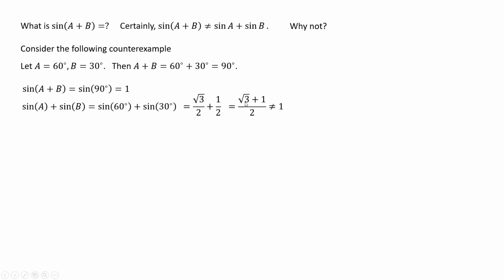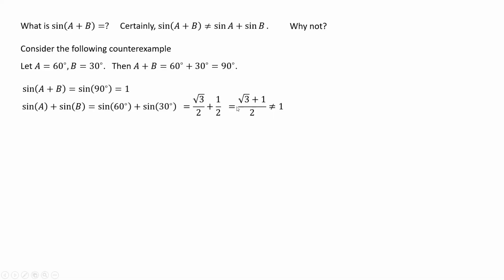Well, let's write it like this. Because the denominator is the same, we can add the numerators. So this is square root of 3 plus 1 over 2. Is that equal to 1? The answer is no. Had we had 3 plus 1, we would have had a 4, and 4 divided by 2 would have been 2. So square root of 3 plus 1 over 2 is not equal to 1.